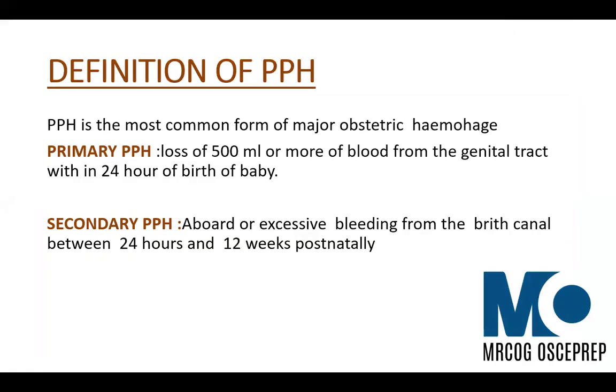One by one, we will see the questions that were asked. So first of all, the definition of postpartum hemorrhage. It is the most common major obstetric hemorrhage, and we divide it into primary and secondary postpartum hemorrhage. If there is blood loss of 500 ml or more from the genital tract within 24 hours of the birth of the baby, we label it as primary postpartum hemorrhage. And secondary postpartum hemorrhage is when there is bleeding from the birth canal from 24 hours till 12 weeks postnatally.